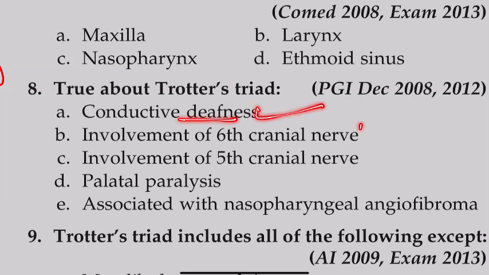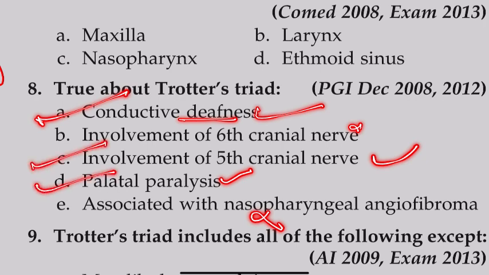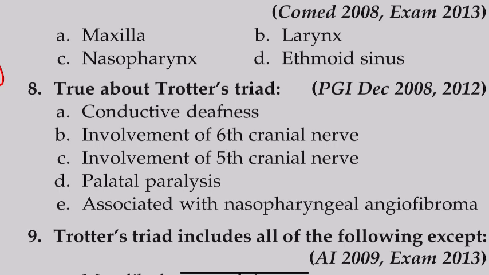Involvement of the 6th cranial nerve, okay. Now involvement of the 6th, no, we don't talk about these things, right? Involvement of the 5th cranial nerve, yes, that's right. Palatal palsy is also right. Associated with nasopharyngeal angiofibroma, no. So here the right answer is A, C and D, right? Involvement of the 6th cranial nerve does occur in intracranial spread in nasopharyngeal carcinoma, but it is not a part of Trotter's triad.